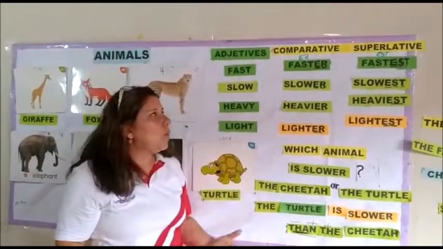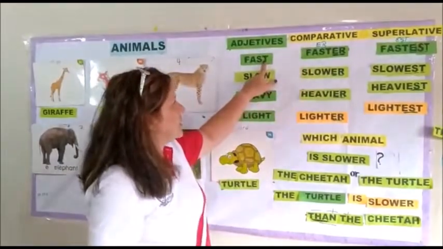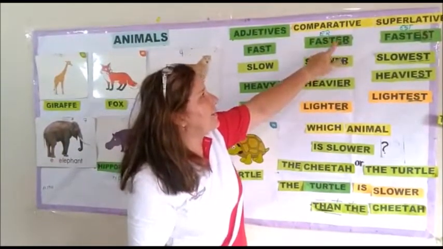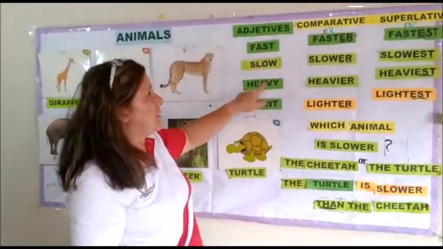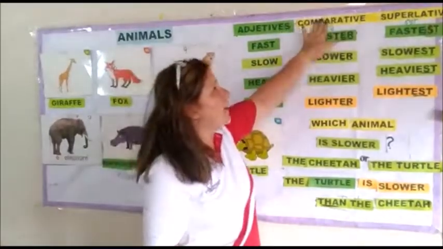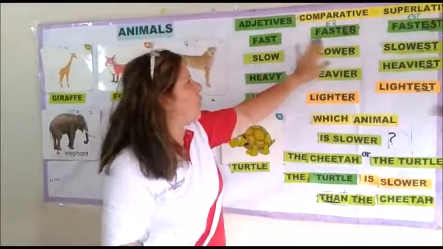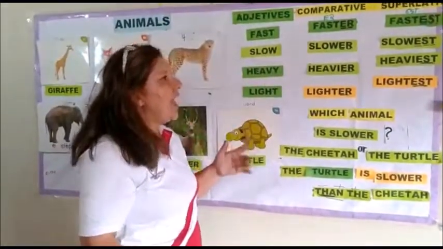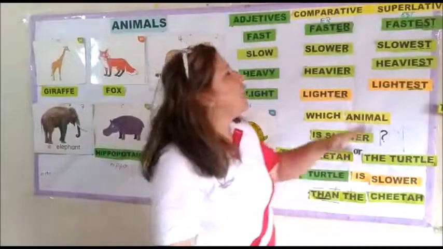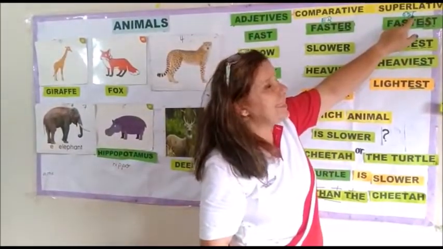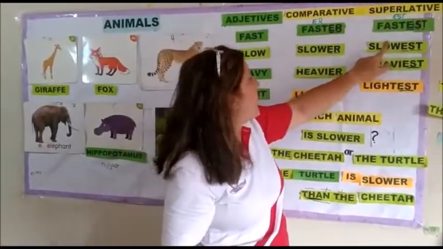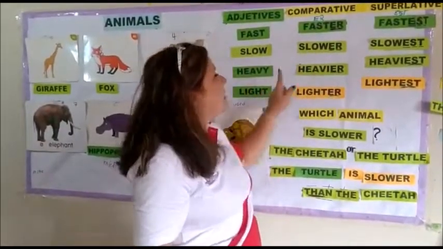What happened here? What is the difference between these words? The only difference is that you have to add er, this suffix, to the adjectives. You always add er when we talk about comparatives. Now with superlatives it is a little bit different. You add est. Fast, fastest, slow, slowest, heavy, heaviest, light, lightest.